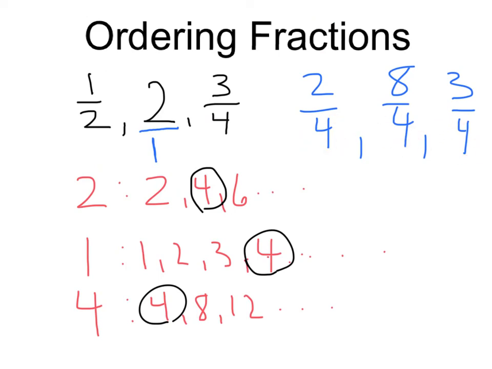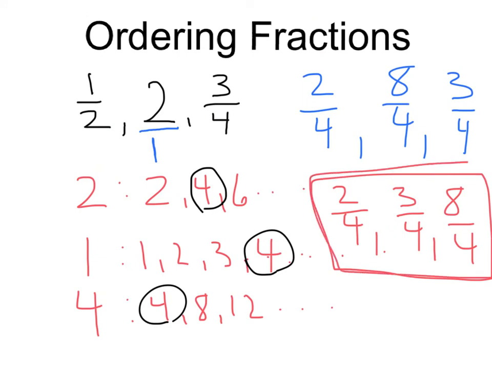Now, looking over here, I can order these much easier because it's comparing fourths. All of these have fourths. So let's put these in smallest to biggest. Well, 2/4 is obviously smaller than 8/4 or 3/4. So first I have 2/4. Next, my next smallest is 3/4. And my biggest, my largest is 8/4. So we've successfully put these in order.